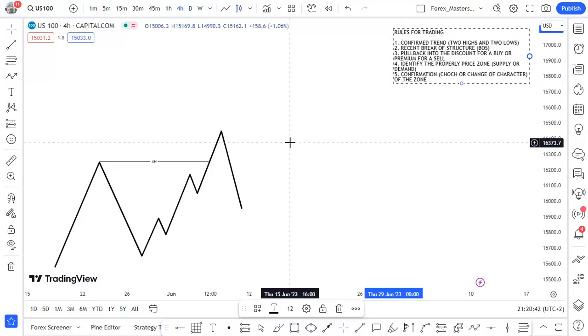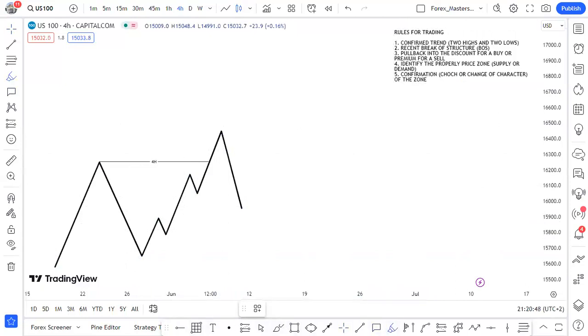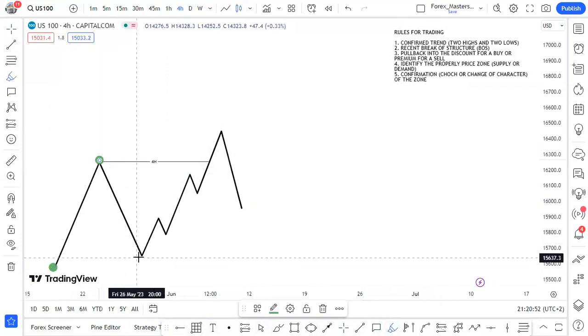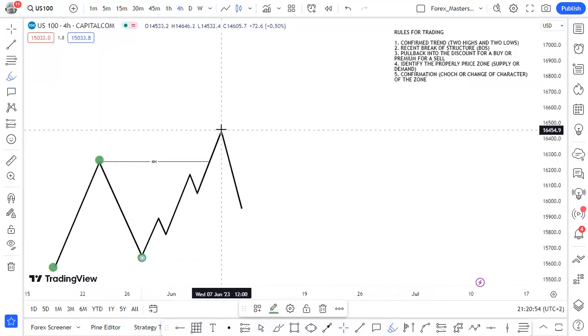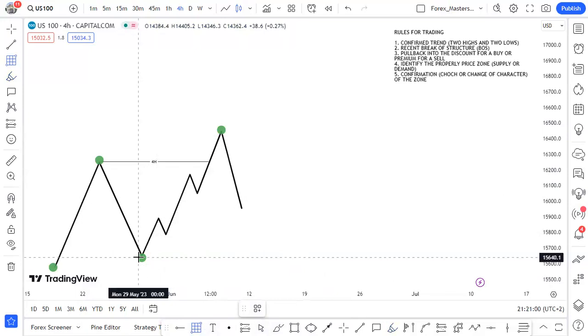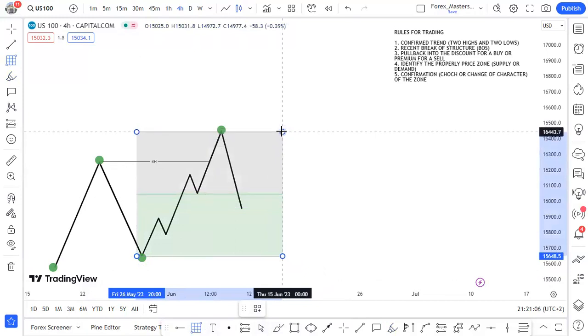So now let's say we are already in a confirmed trend, because price is giving us a low, a high, a higher low, a higher high. So let's say we are already in this confirmed trend. And then the next thing that we want to see is price pulling back into either the discount or the premium zone of that particular range.